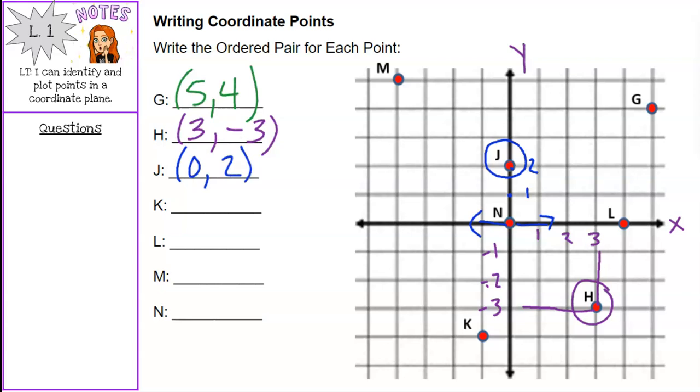Point K is right here. So point K, we went left 1 on our x-axis, so we're at -1. And then we went down 1, 2, 3, 4. We went down 4, so it would be -4 on our y-axis.